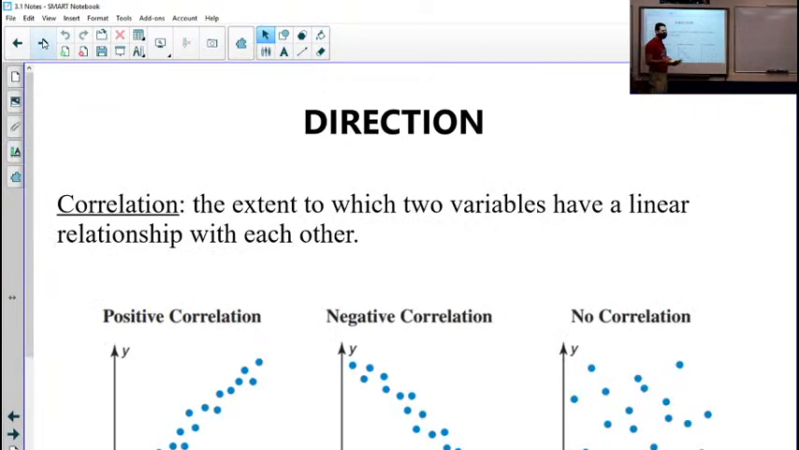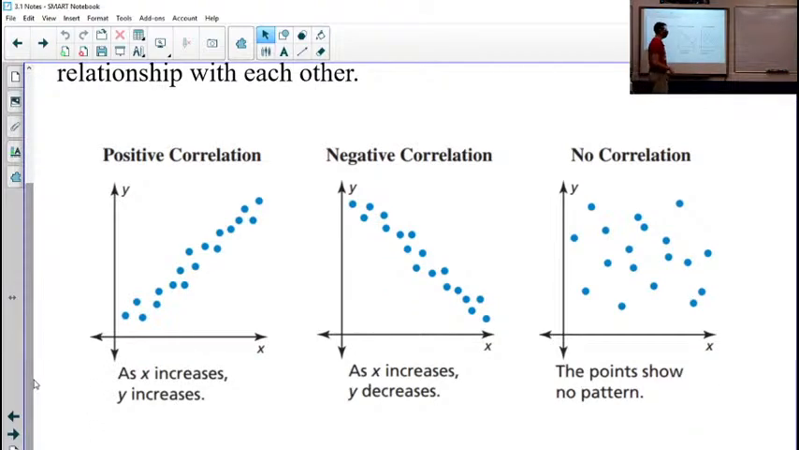Let's start with direction, because it's the easiest. Direction, you can think of as like the slope of your line. We use this word correlation, which is how much one variable depends on another. And the reason I say that is because usually we talk about something either having a positive or a negative correlation. This is what I mean by direction.